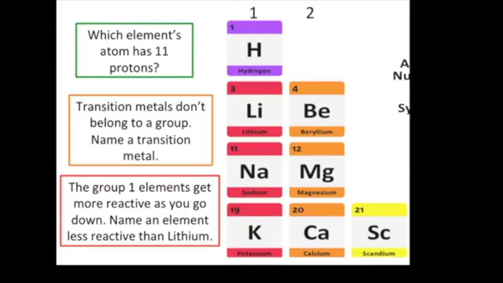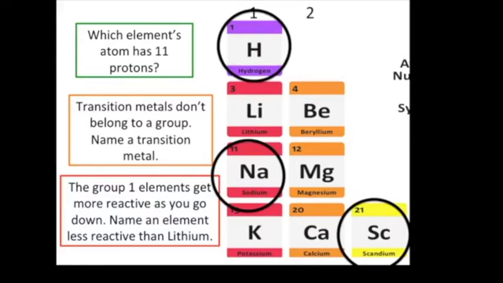I can't have you getting all the answers right, or I would feel like the lesson was too easy. Okay. It is sodium that has 11 protons. Transition metals, the one on this page is scandium. What a great name, scandium. And if the group 1 metals get more reactive as you go down, then it's hydrogen that is less reactive than lithium. And sodium is more reactive, and potassium is even more reactive. Like I say, look up a YouTube video of them being dropped into water.